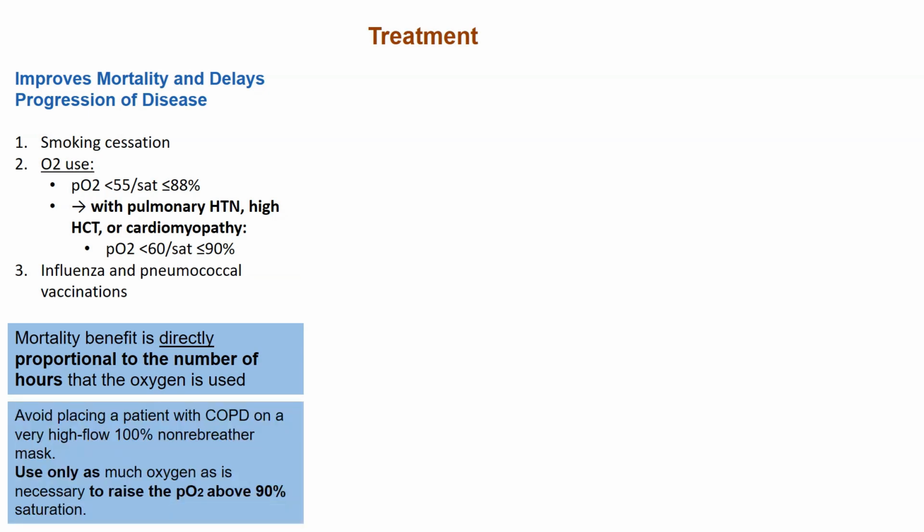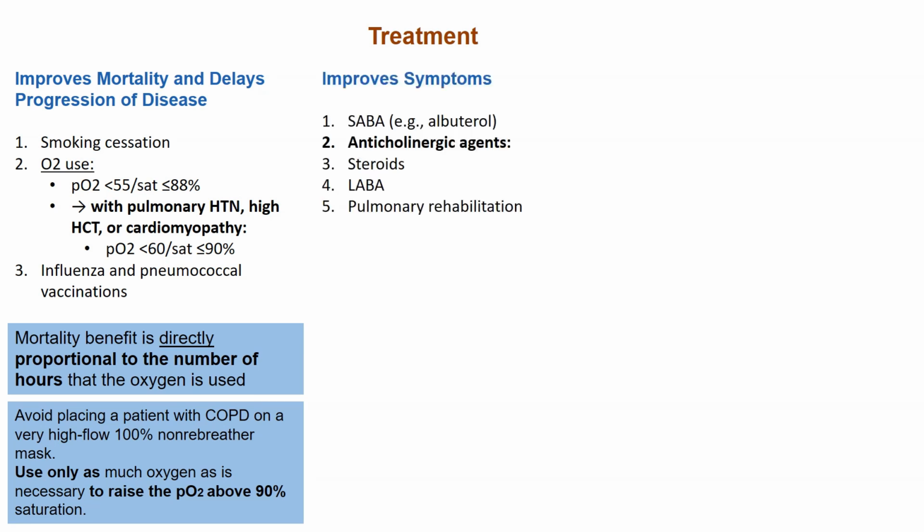Avoid placing a patient with COPD on a high flow 100% non-rebreather mask. Use only as much oxygen as necessary to raise the oxygen saturation above 90%. Next are the things that improve symptoms. We have short-acting beta agonists, we have anticholinergics, we have steroids, we have long-acting beta agonists, and we have pulmonary rehabilitation.